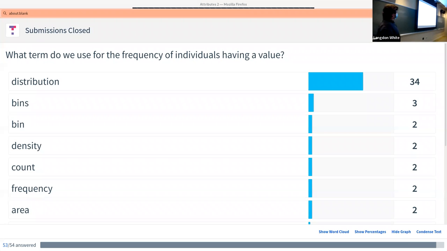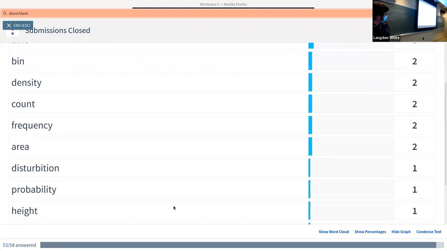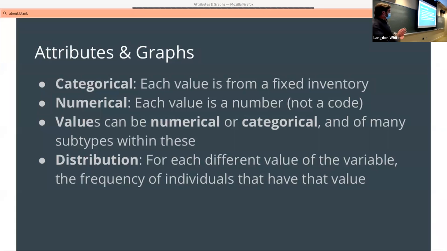So the correct answer was distribution. I didn't think of density, but I think it could plausibly be used for that as well. But I didn't think of that one as a possible answer. But distribution was the correct answer. One misspelling you can't actually see, but I thought that sounds like something really funny to me, so I like it. And, oops, wrong button.